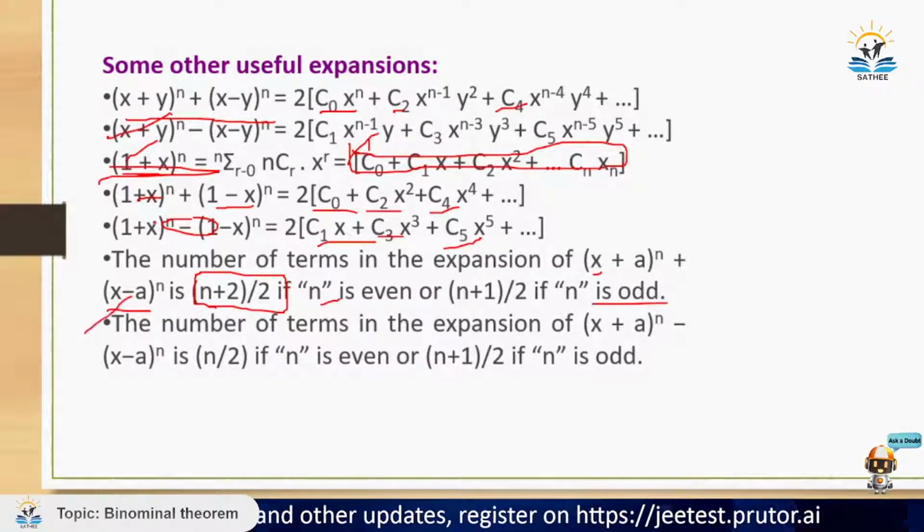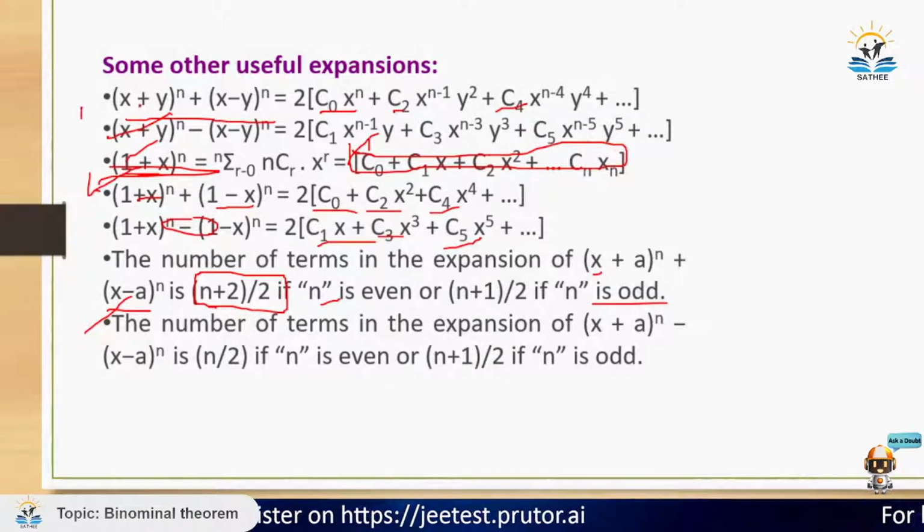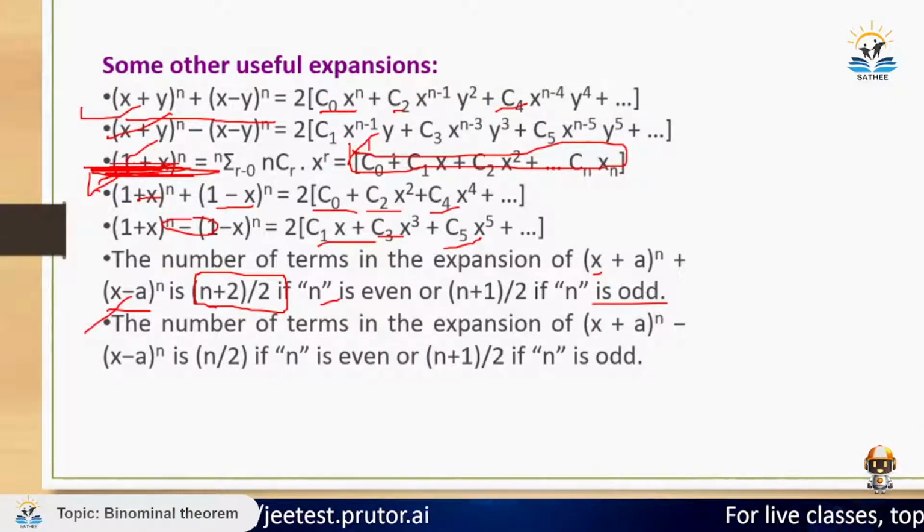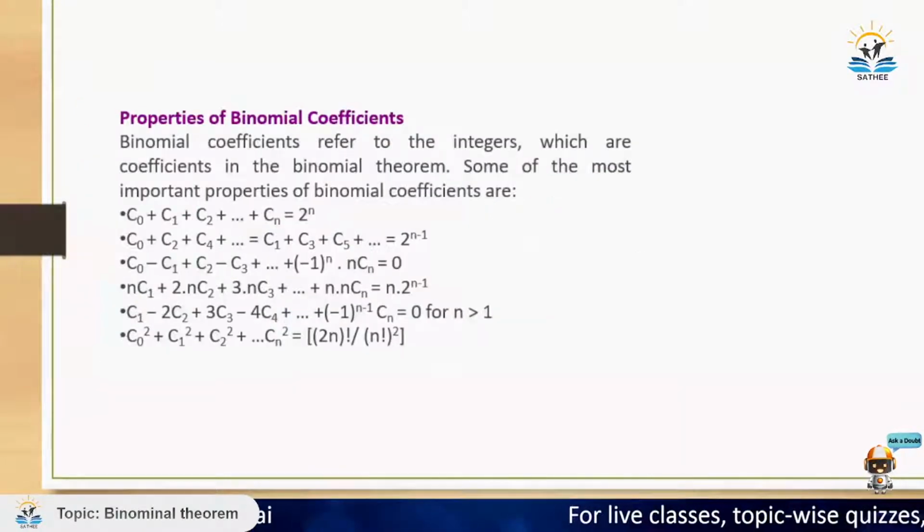Similarly this one. So these two are not of such importance, but this expansion and this expansion are very important ones. Cool. Please remember at least this one: (1 plus x) power n is equal to C0 plus C1x plus C2x square, because this will be used many a times. Coming on to properties of binomial coefficients.